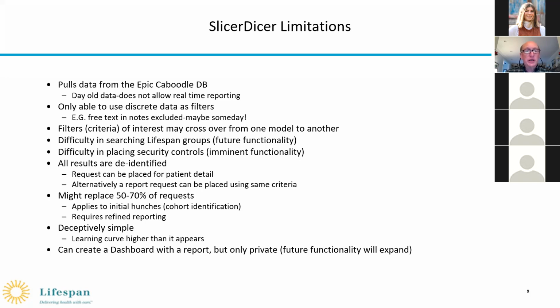As I mentioned, all results are de-identified, so in general, that's a good thing, but if you do need patient-level detail, that does require an additional request, okay? And so we know that with these limitations and others, because you may not have a particular filter you want or may not work in exactly the way you want, SlicerDicer is not ever going to replace all reporting requests. I think if we're lucky, we're in the 50 to 70% range.